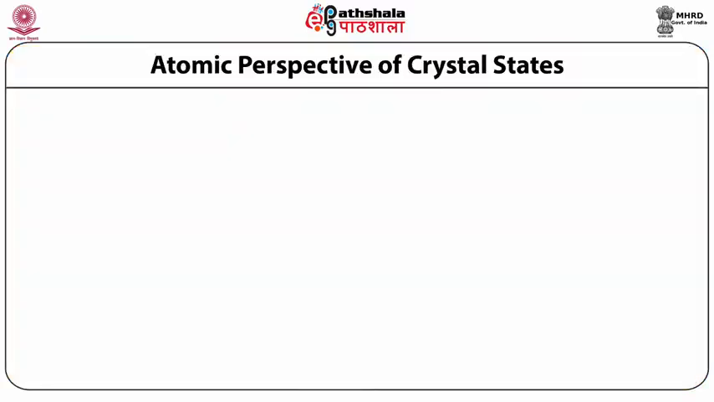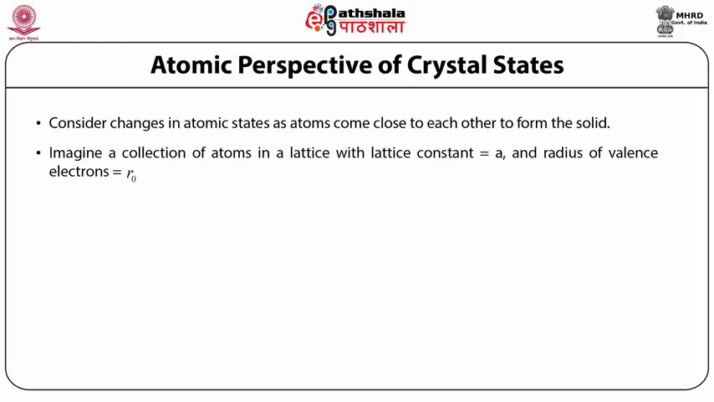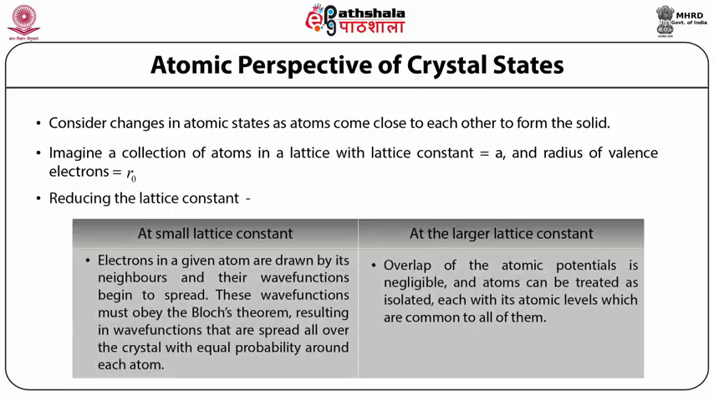Atomic perspective of crystal states. We start here with the atomic orbitals. Here we consider changes in atomic states as atoms come close to each other to form the solid. We imagine a collection of atoms in a lattice with lattice constant a much larger than R0, where R0 is the radius of the valence electrons. We now consider what happens as the lattice constant is reduced.